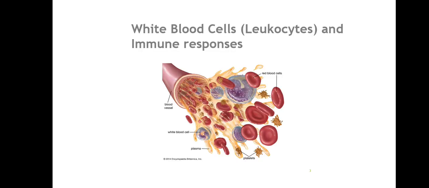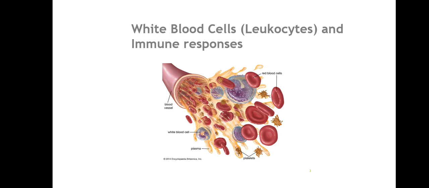Like I mentioned, we are first going to start with the white blood cells, the leukocytes, with their immune response. So we know that the white blood cells play a critical role in the body, and that is to defend the body against invading pathogens. So we basically want to look at the structure of the white blood cells, possible classifications, and what each and every classification does, as far as immune response is concerned.